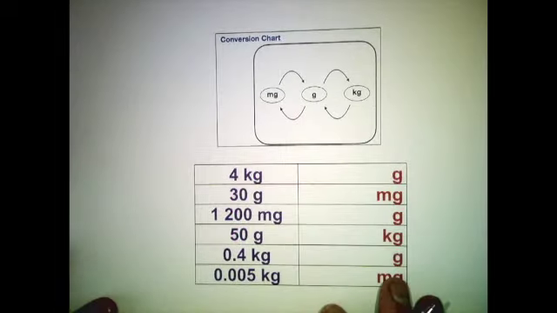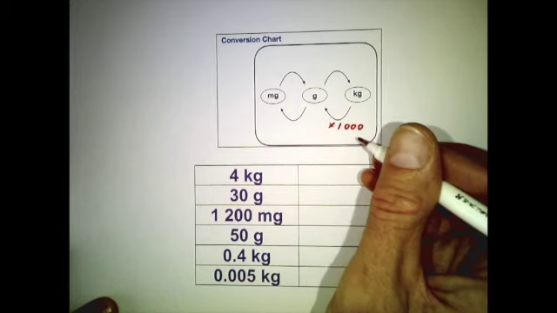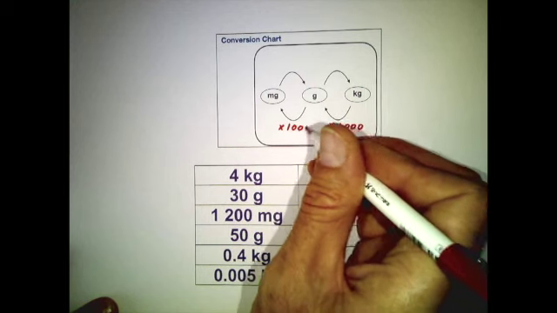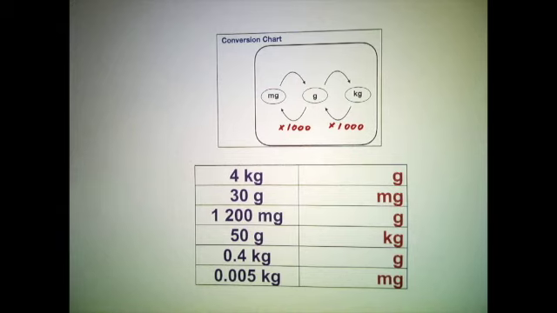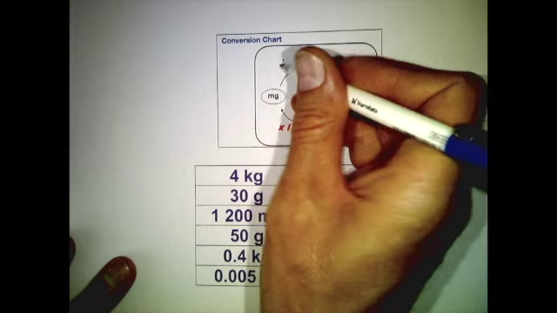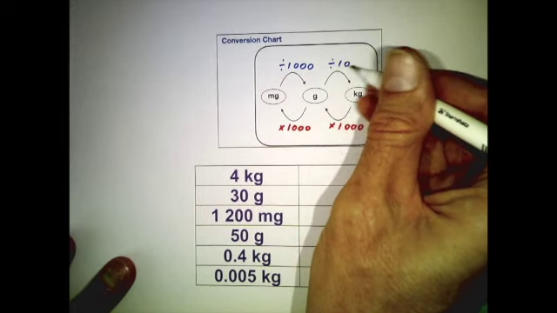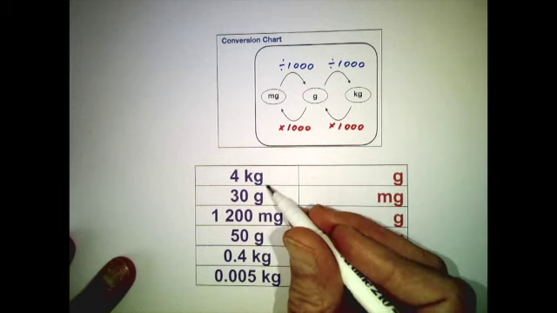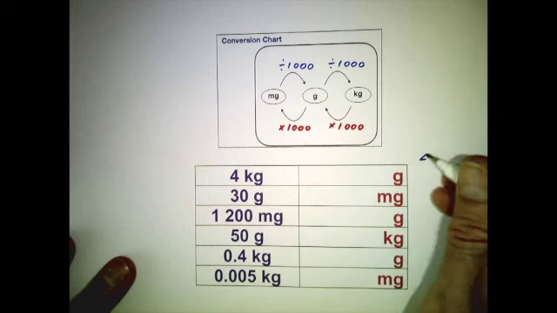So we've got our conversion chart starting with kilograms on the right, and 1 kilogram has 1,000 grams, so we need to multiply by 1,000, and 1 gram has 1,000 milligrams, so we need to multiply by 1,000 to do that conversion. And the conversions going the other way, so milligrams to grams, is the opposite. We're going to divide by 1,000, and then grams to kilograms divide by 1,000 as well. So let's have a look. 4 kilograms to grams means we need to multiply by 1,000.